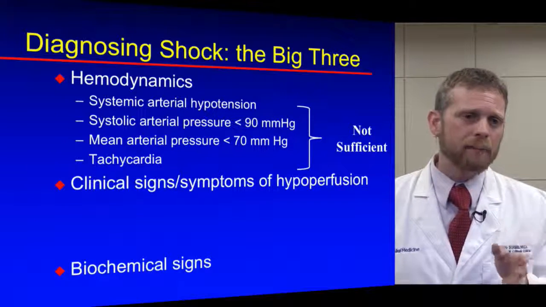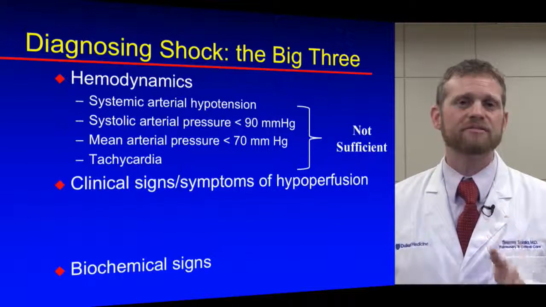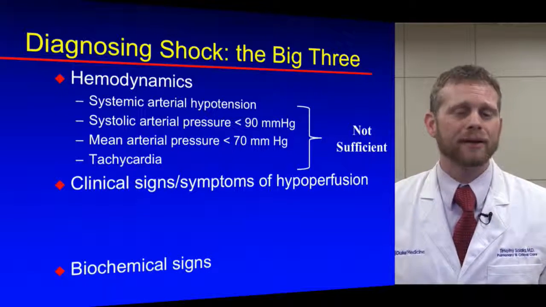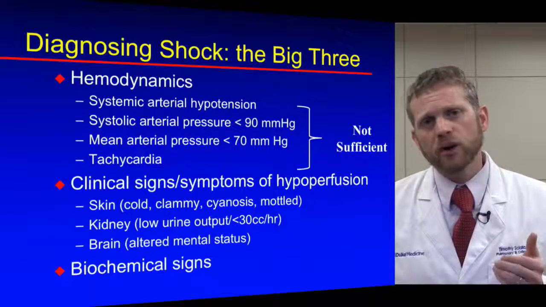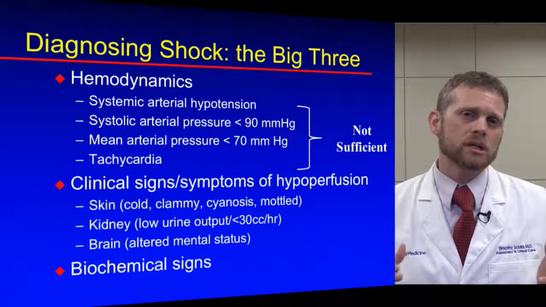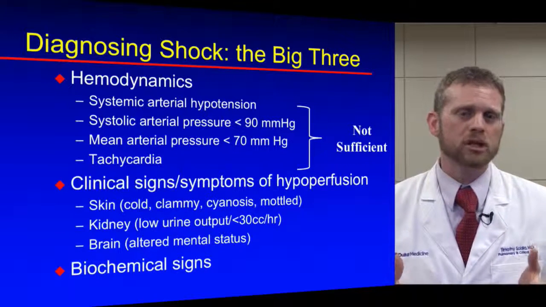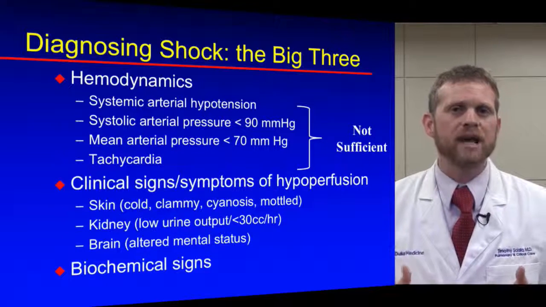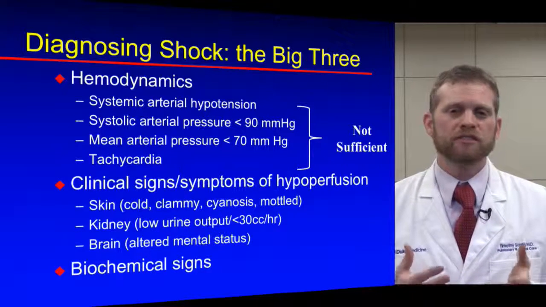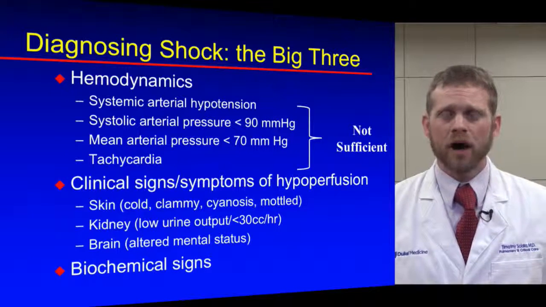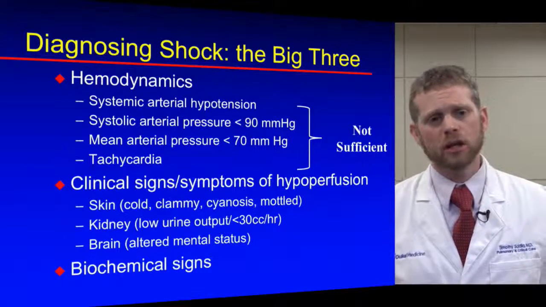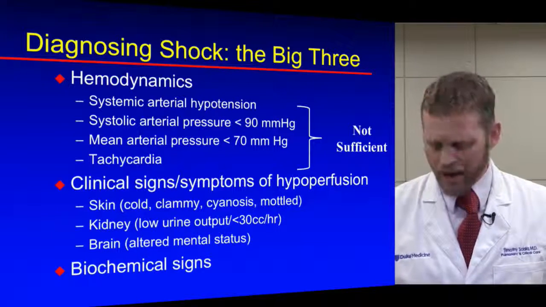But hypotension in and of itself is not sufficient for diagnosing shock, and that's where the other part of the big 3 come in. So what are you looking for on physical exam? So easily you can look at the patient, you can assess their mental status. Are they confused? You can feel their skin. Is it warm or is it cold? Is it clammy? Are they cyanotic? And then you can also assess their urine output.